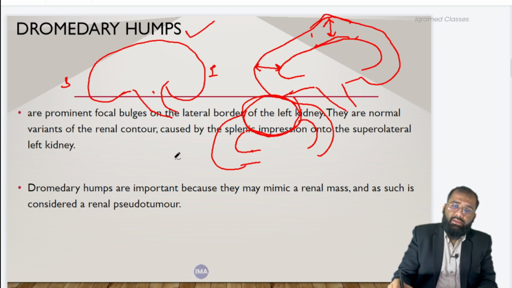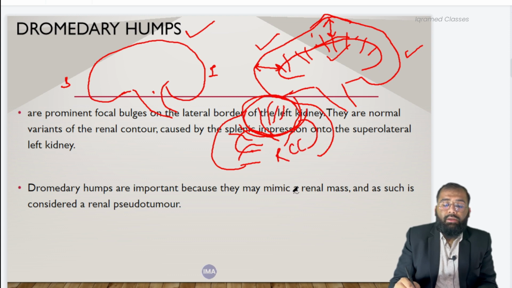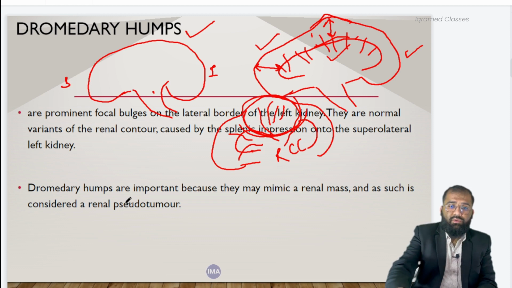Okay. And the second thing is, if you see the vessels, there will be no change in the vascularity pattern if you see it at the upper pole, interpolar region and the lower pole. But in case of RCC or any renal mass, you will find that there will be a sudden change, splaying of vessels, increased vascularity in case it's a renal tumor or RCC. Now, dromedary humps are most commonly seen along the left kidney and it is believed to be caused by the splenic impression. And most important, why should we know it? So that we don't confuse it with tumors.